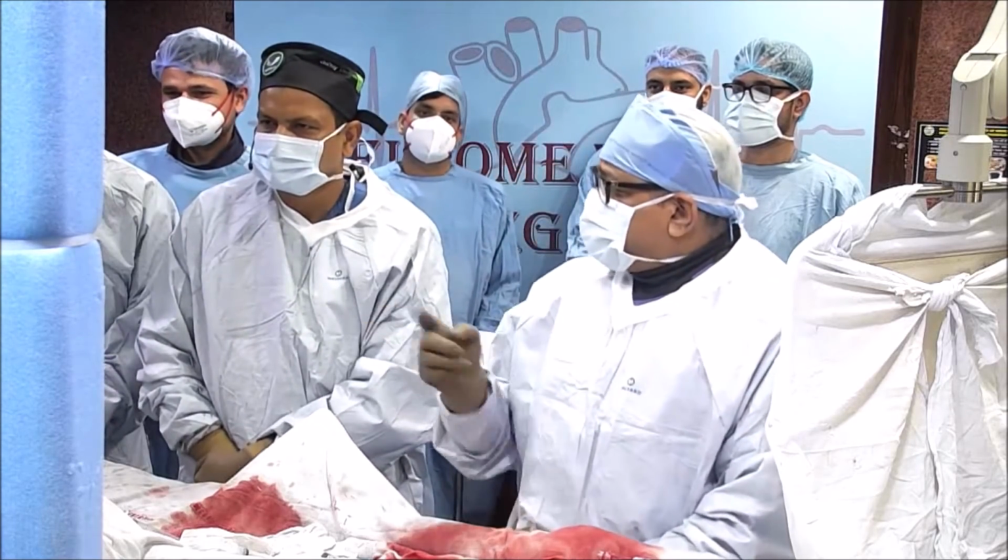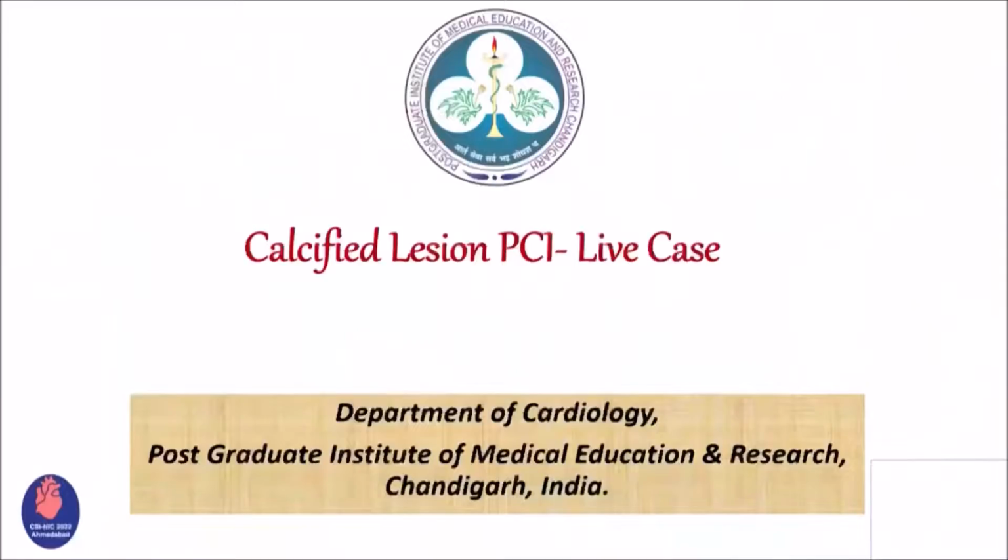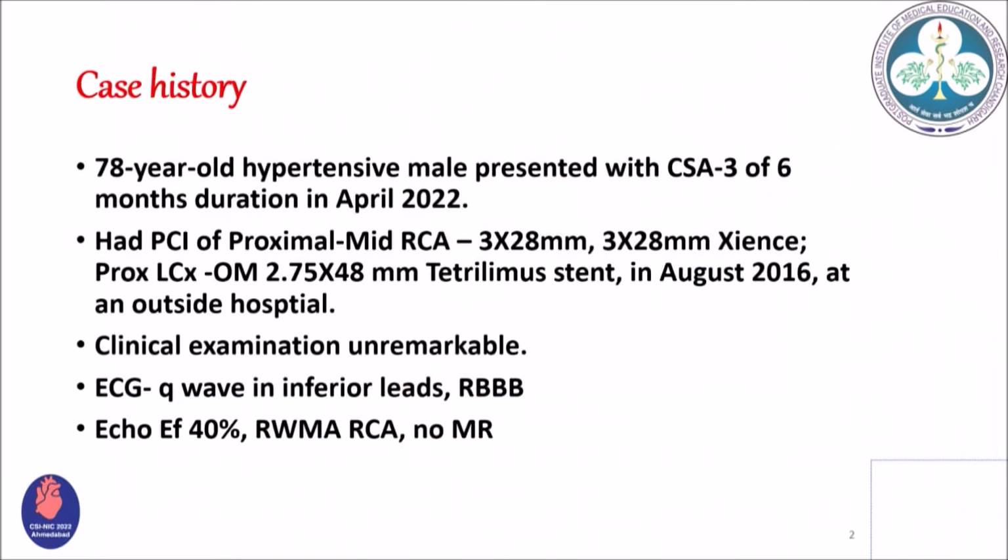So can you show the first slide of the patient? So this particular case is a 78-year-old hypertensive male who presented with chronic stable angina class 3 of 6-month duration in April this year. He had a PCI done for the proximal to mid RCA with 3 overlapping stents, and also the proximal LCX to OM with a 2.75 x 48 millimeter stent. And this was done in August 2016 at an outside hospital.